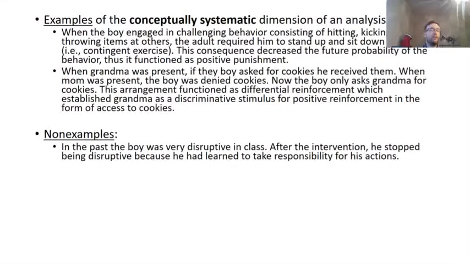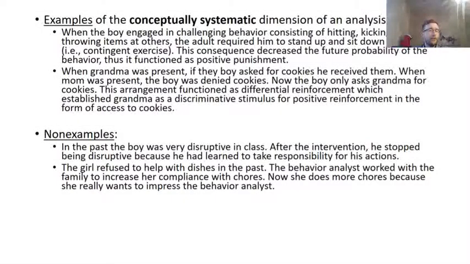In the past, the boy was very disruptive in class. After the intervention, he stopped being disruptive because he learned to take responsibility for his actions. So no reference to basic principles of behavior. The girl refused to help with dishes in the past. The behavior analyst worked with the family to increase her compliance with chores. Now she does more chores because she really wants to impress the behavior analyst. There is no reference to principles of behavior in that scenario.